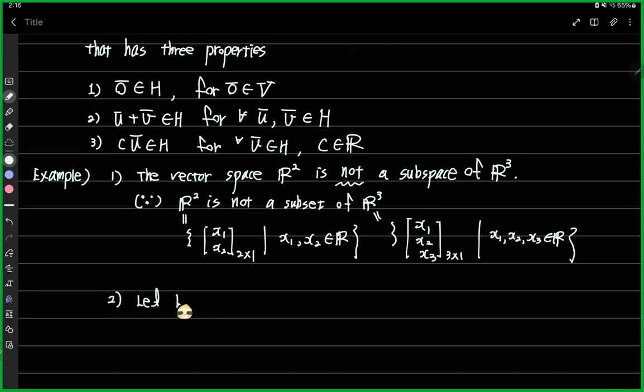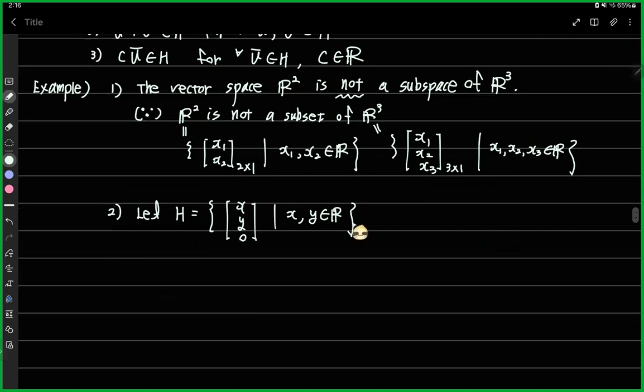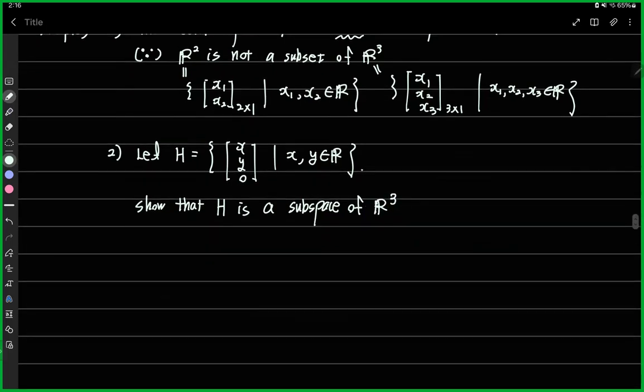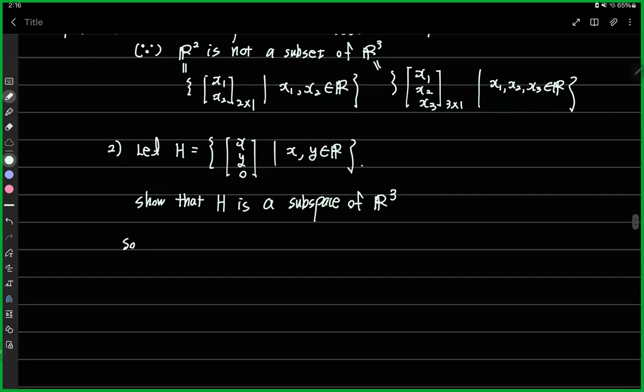The second one then, what about this? Let H be the set of all column vectors x, y, 0, where x and y are in R. Then that's going to be a subspace of R3. So here's a question: show that H is a subspace of R3. Okay, all right. Here's a solution, I mean, proof.